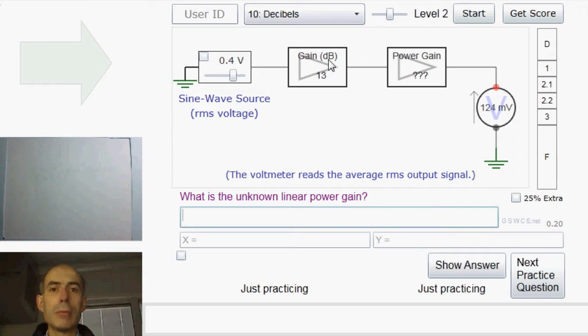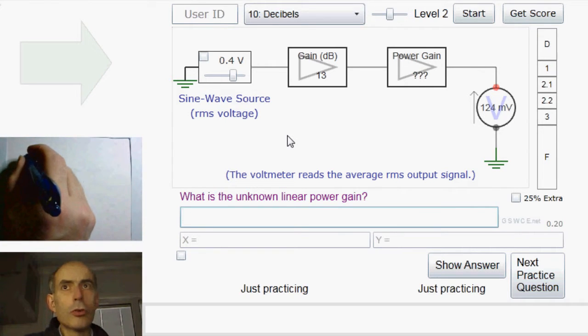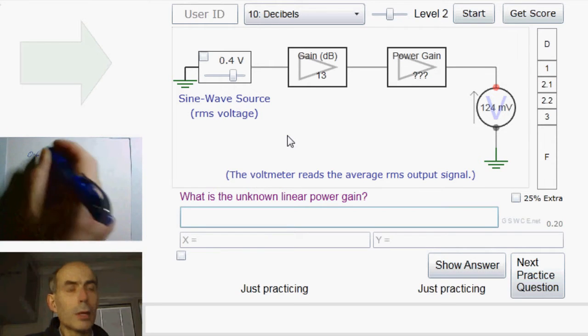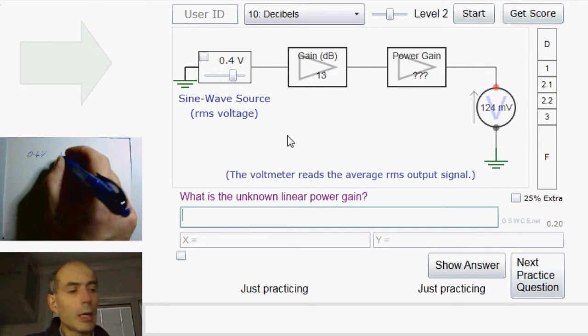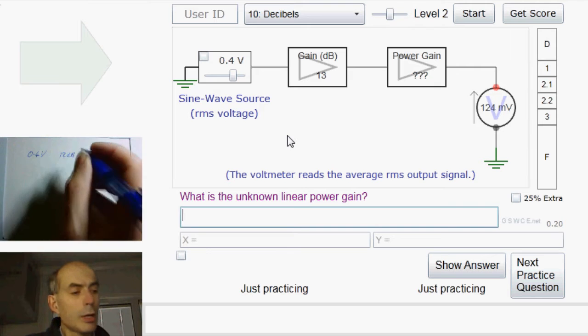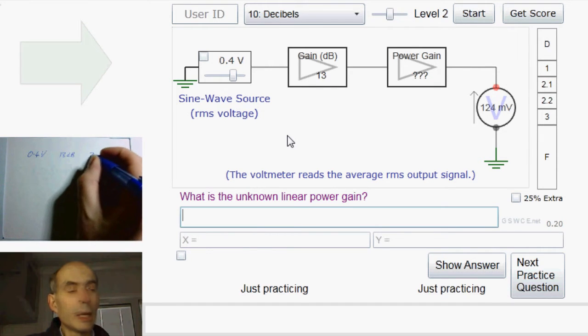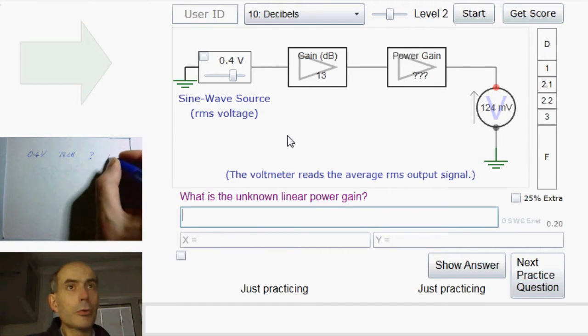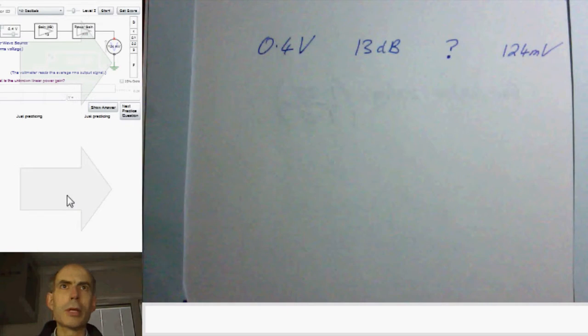The gain in dBs would be 20 times the log 10 of the voltage gain. The power gain is the square of the voltage gain, and the voltage gain is just the voltage gain. So here we have an input which is 0.4 volts. It's going through a block with a gain of 13 dBs, then a block with an unknown gain, and the output is 124 millivolts. Right, let's have a think about that.